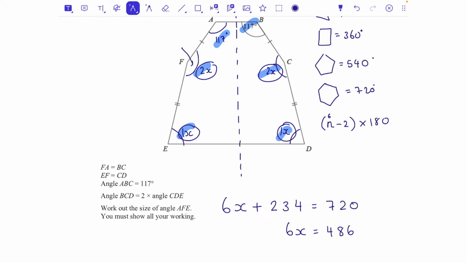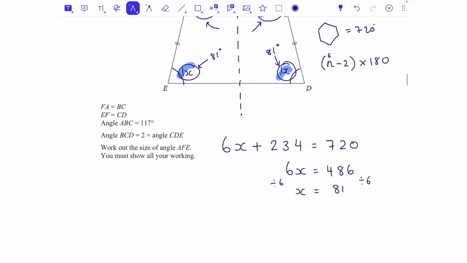Let's then divide that by 6. And that is 81 degrees. Therefore, this angle here is 81, and this angle here is 81, and the ones that are 2x are double that, so 162 degrees, and that's going to be the answer that they're looking for.